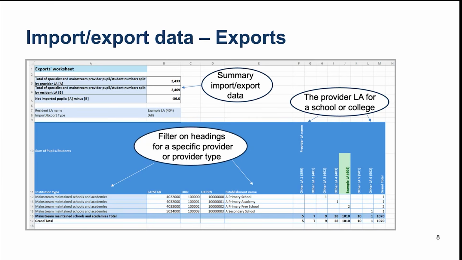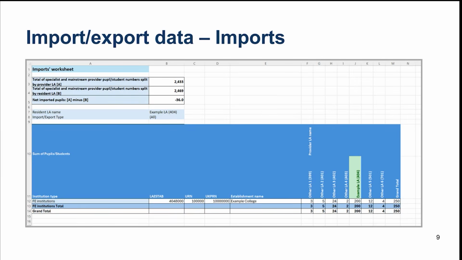And now onto the imports. So here we have the import sheet. It does look very similar to the export sheet, but here it lists all the schools and colleges that are actually in your local authority area. And the local authority columns show those local authorities where the pupils and students actually live. So here I filtered on the FE institutions, and you can see there's one college in this local authority, and 200 of the 250 students attending the college also live in the local authority's area.